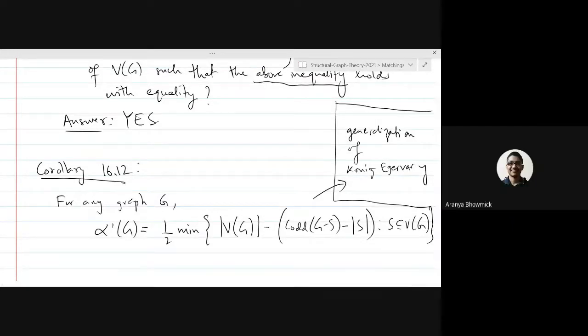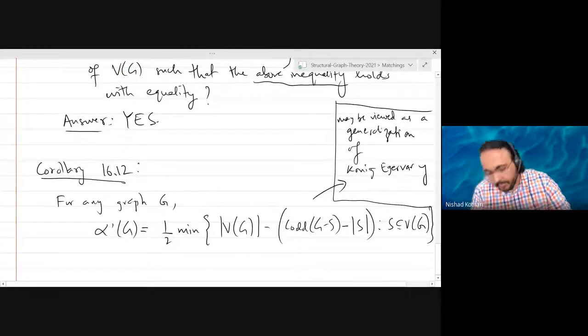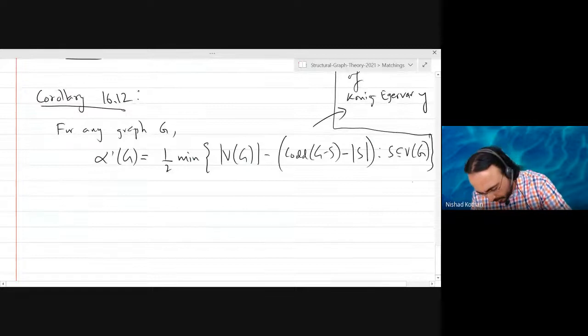Okay, so basically the Koenig-Egervary theorem says that the size of the maximum matching equals the size of the minimum vertex cover, right? Exactly. So basically, one thing you can show, this is actually an easy thing to do.